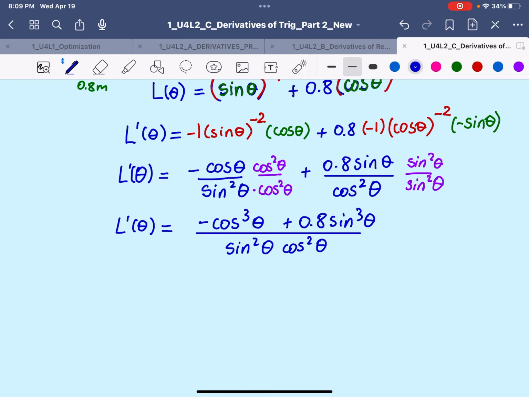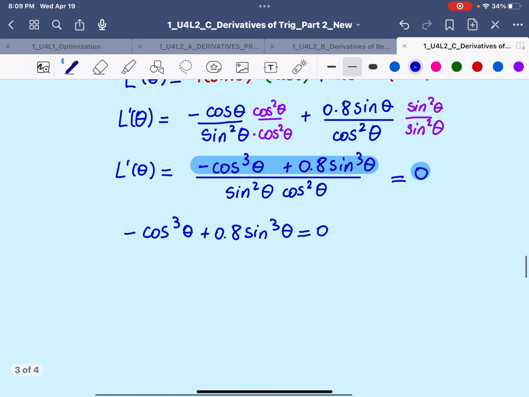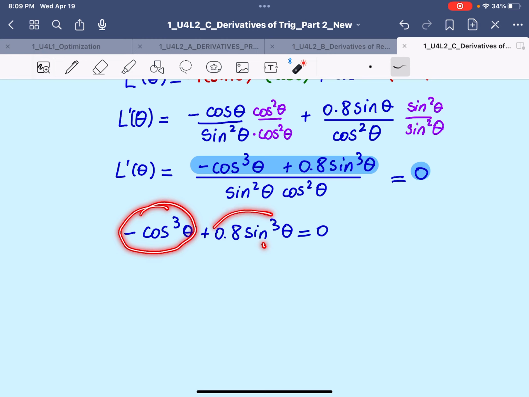And now we're ready to make this equal to 0, which means that we're practically making the numerator equal to 0. So let's write that down. We have negative cosine cubed theta plus 0.8 sine cubed theta equals 0. As you can see here, we're trying to solve a trigonometric equation, and we have two different trig ratios. We prefer to have a single trig ratio. And when we have sine and cosine only as terms in a trig equation, we try to split them apart.